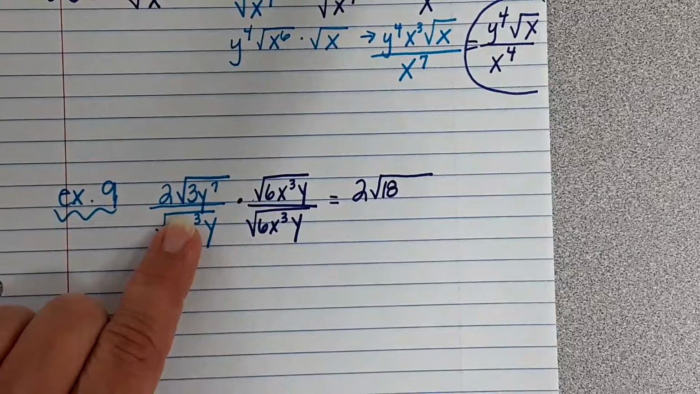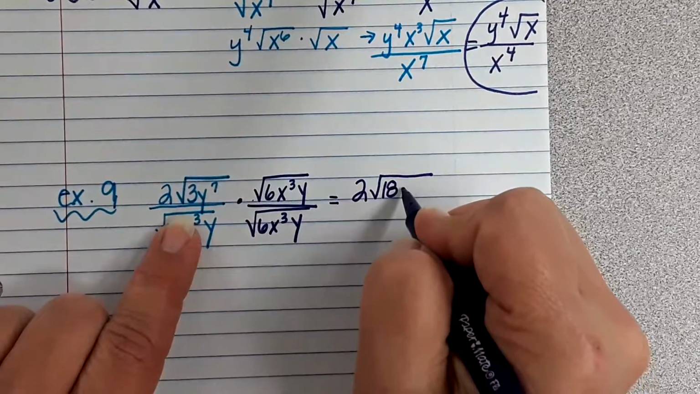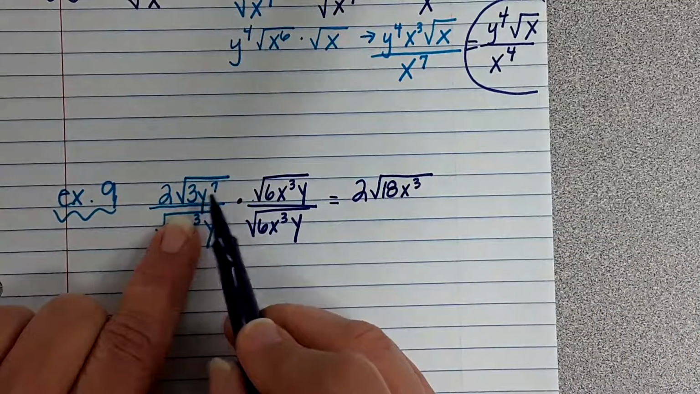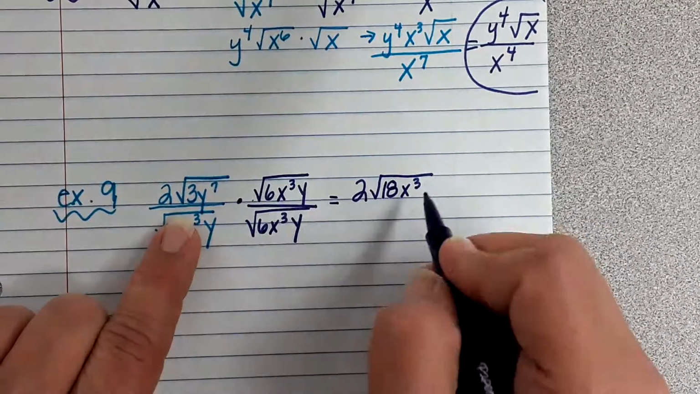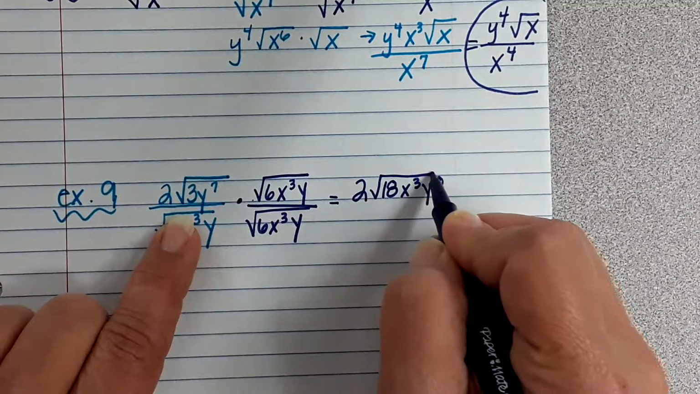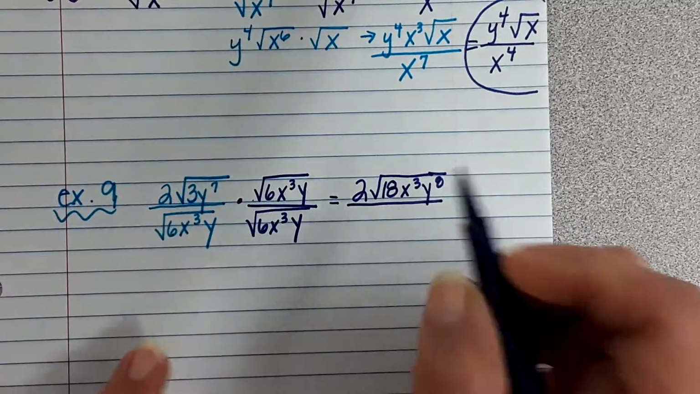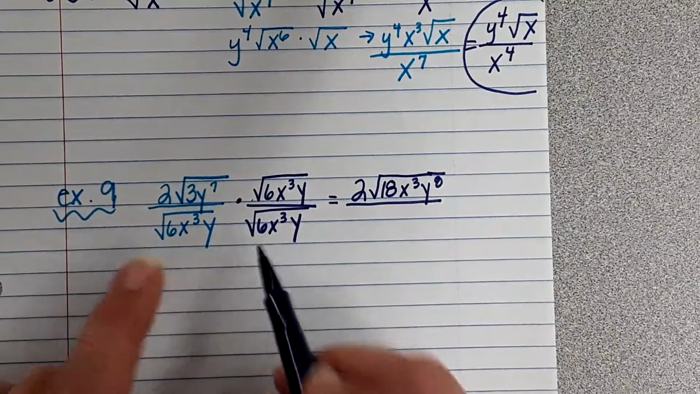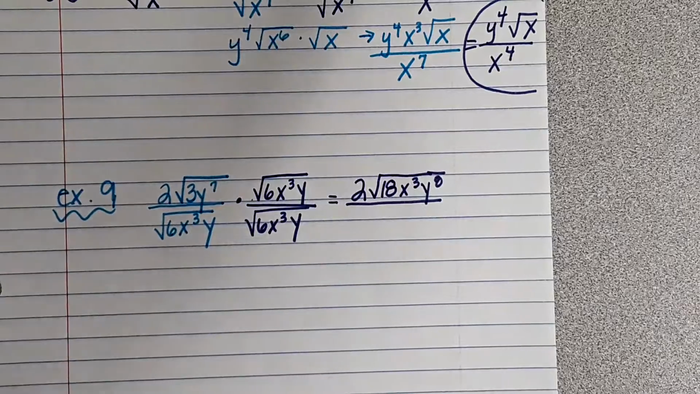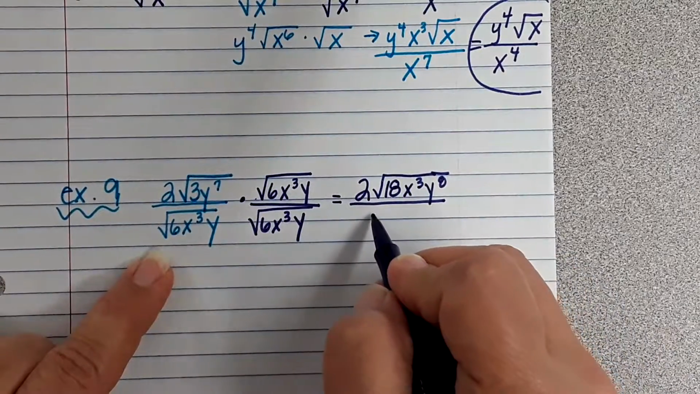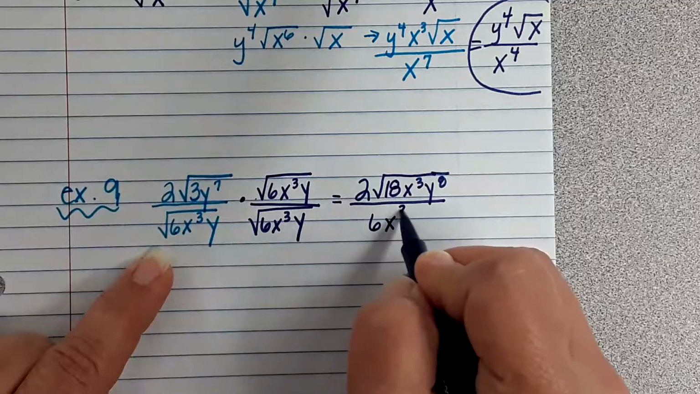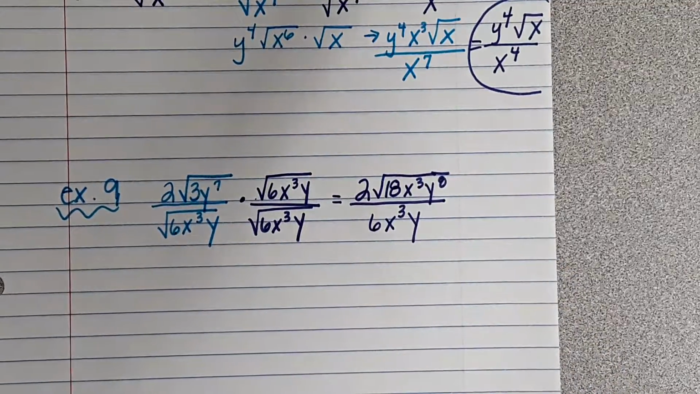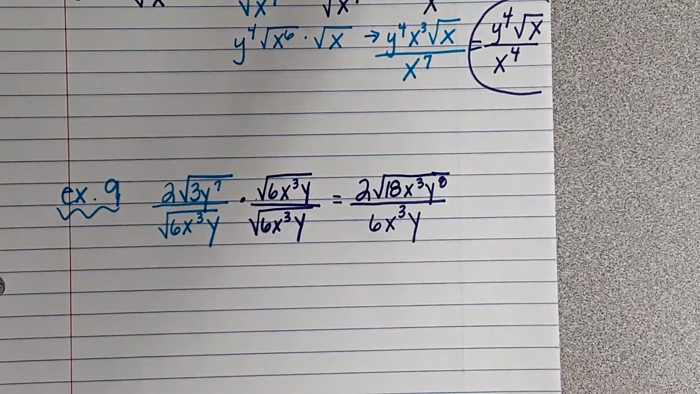You always want to put your variables in alphabetical order. There's no x, so I'm going to write x to the third. And then y to the 7th times y is y to the 8th. And it's going to be all over. Since I multiplied the denominators by the exact same thing, they're identical, right? I'm multiplying two identical things. My answer for the denominator will be 6x to the third y. As long as they're identical and they're both underneath the radical, the answer will be what's underneath the radical.